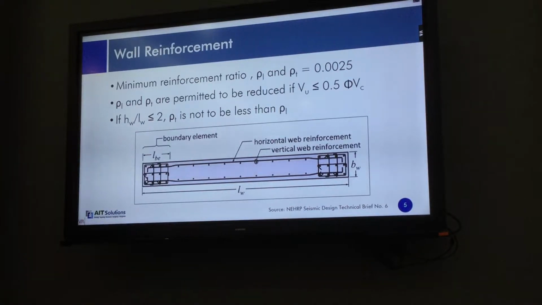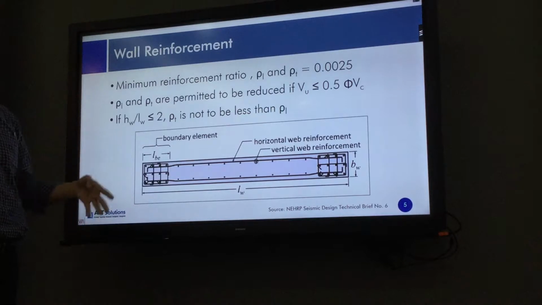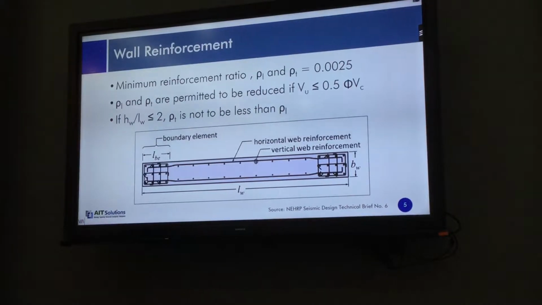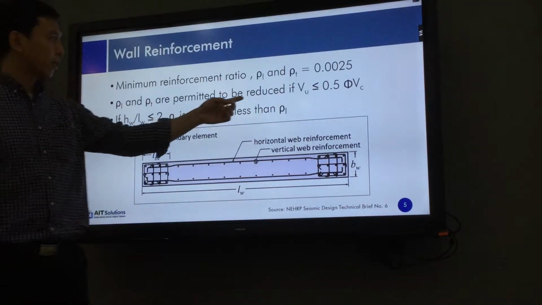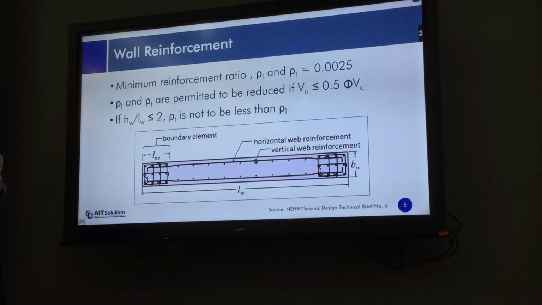Okay, reinforcement ratio. In the shear walls, the minimum reinforcement ratio for longitudinal reinforcement, that is the vertical reinforcement, and transverse reinforcement is 0.0025. Not like the columns. In columns, the minimum reinforcement ratio is 1%. Here it is 0.25%. But if your shear stress is small, those reinforcements can be reduced further, when the shear force Vu is less than 0.5 phi Vc.